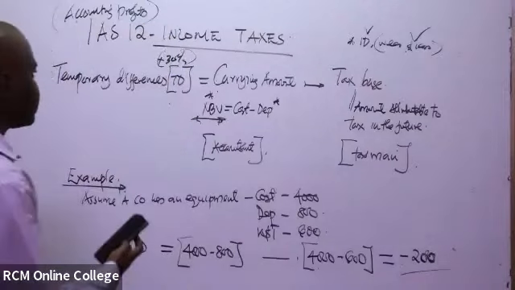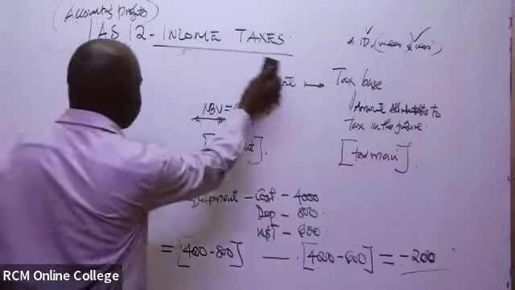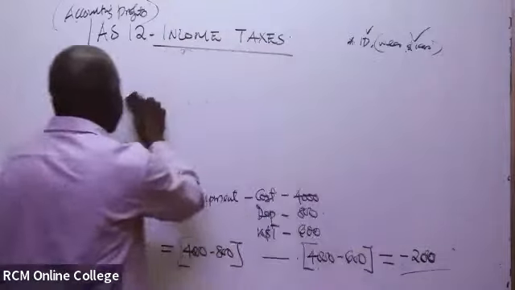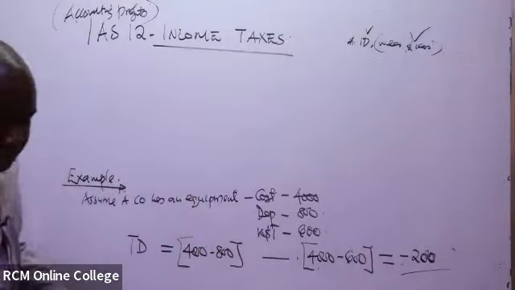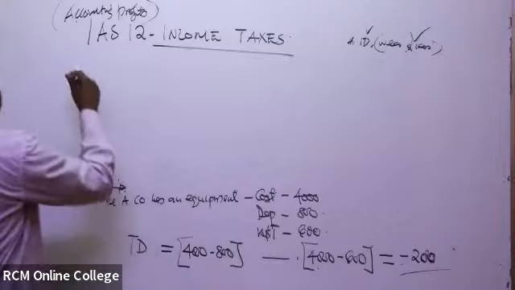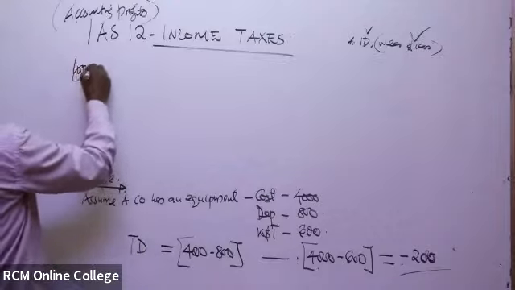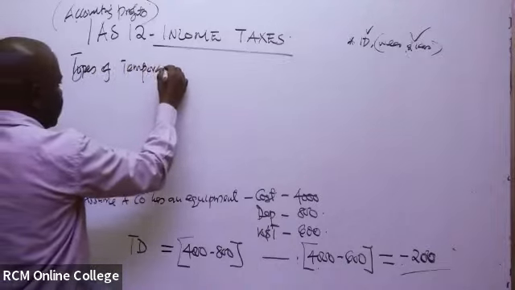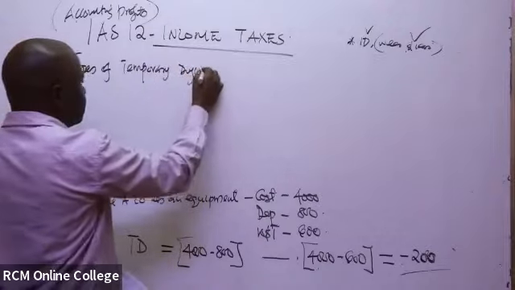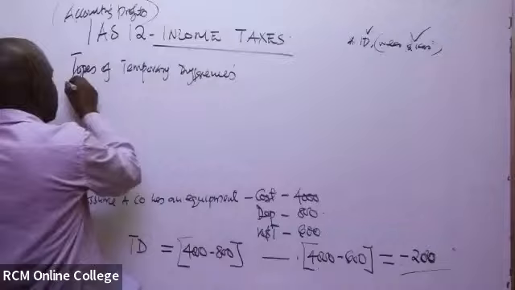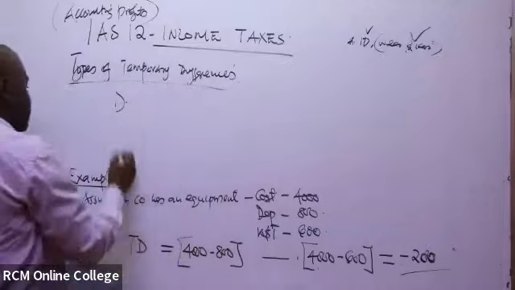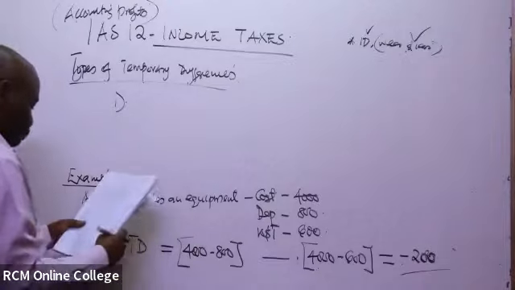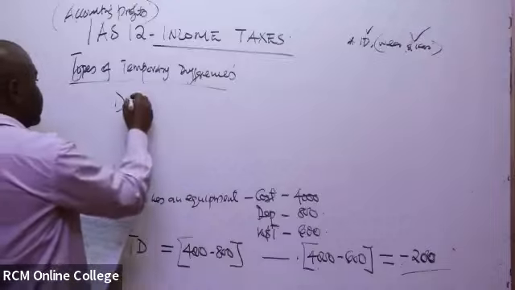So you can write something briefly: the types of temporary differences. There are two. Number one, we can have the taxable temporary difference.